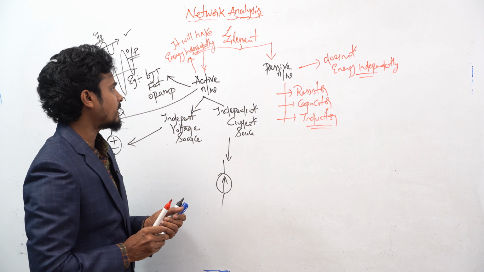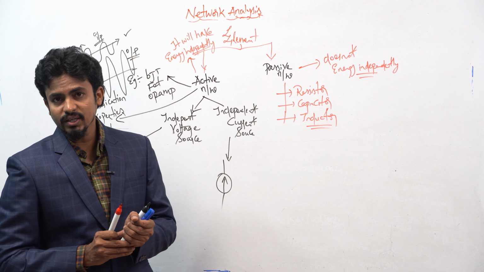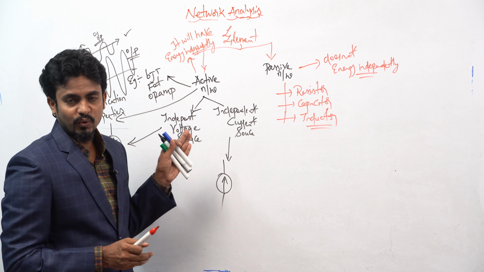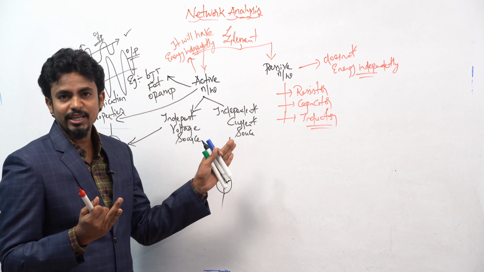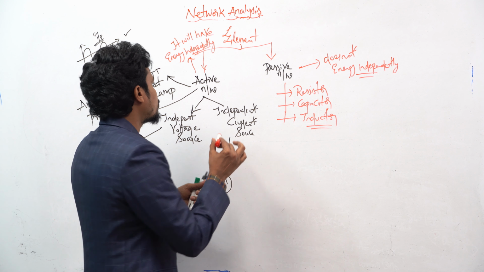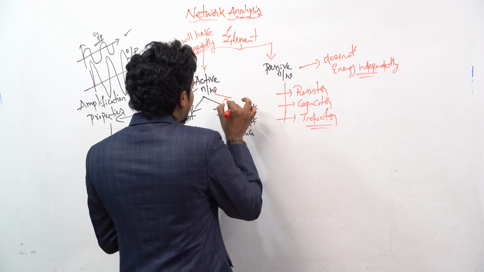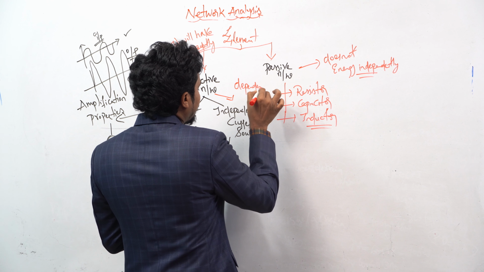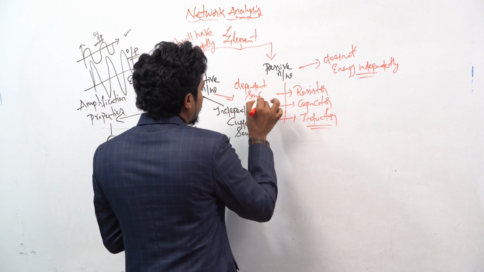And one more important thing in the active networks. Here is the slot for the independent sources: one is the independent voltage source and another is the independent current source. Next you have to see the important slot, that is the dependent sources, for the active network only.